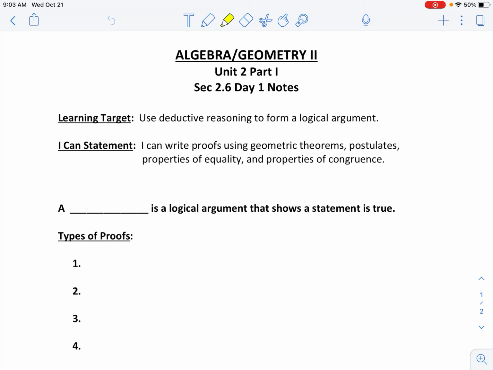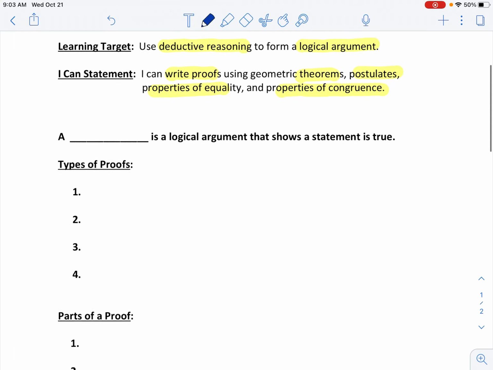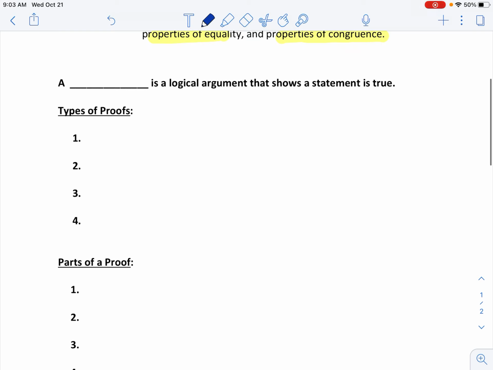Just a reminder that we are using deductive reasoning to form logical arguments this unit. This I can statement, we're working on writing proofs. We're going to use theorems, postulates, properties of equality, properties of congruence, everything that we've learned up until this point to create these logical arguments. So let's talk about what these logical arguments are called, which is a proof.